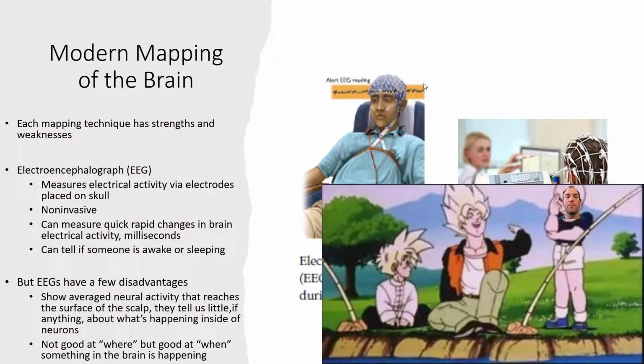Now I'm going to move on to some modern ways of mapping the brain. And each way has strengths and weaknesses. A lot of studies actually use all kinds of different techniques, because they understand that different ones have strengths and weaknesses.